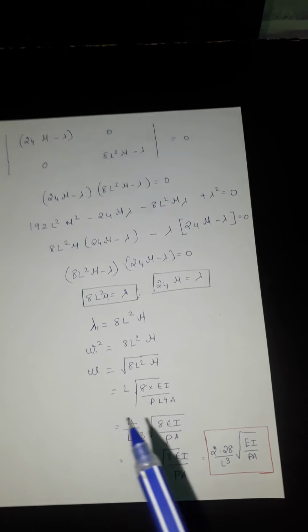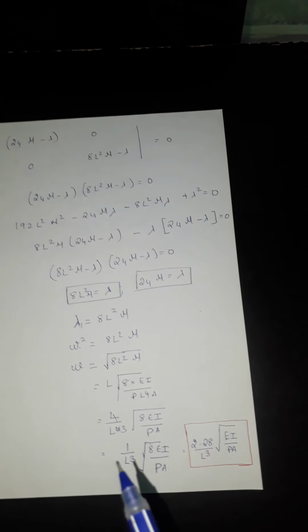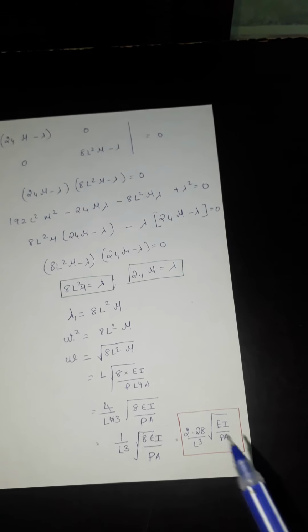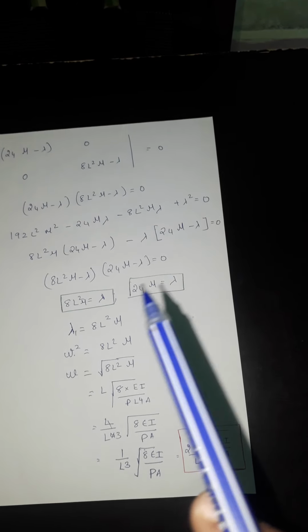Omega square is equal to L square mu. Substituting all those values and taking the root, I got 2.22 L cube by EMA. In the same way, lambda is equal to 24 mu. So omega square is equal to 24 mu, so omega is equal to root of 24 mu. The root of 24 is 4.9, so this is omega 2. So we got the natural frequency using the lumped mass matrix. Now we will see in the next problem how to use the consistent mass matrix. Thank you.